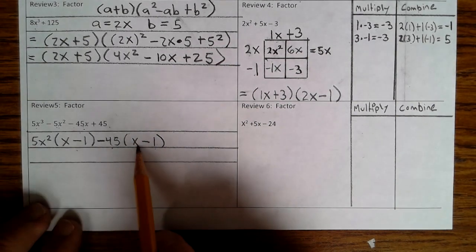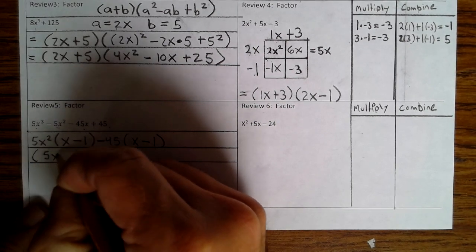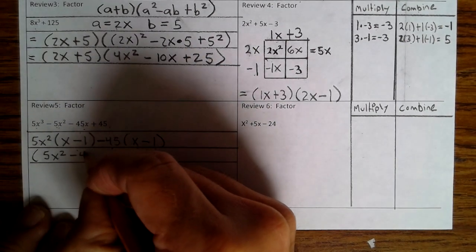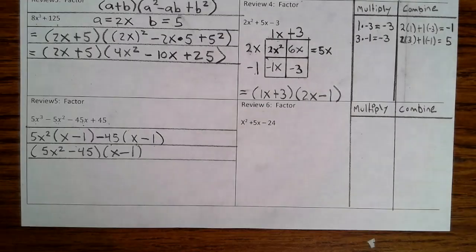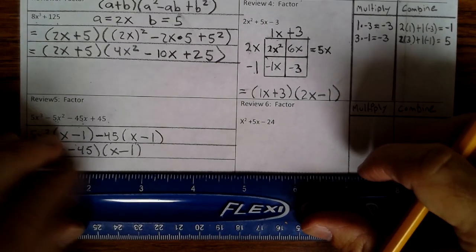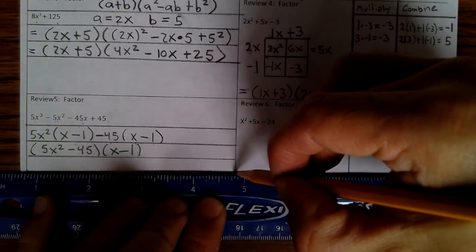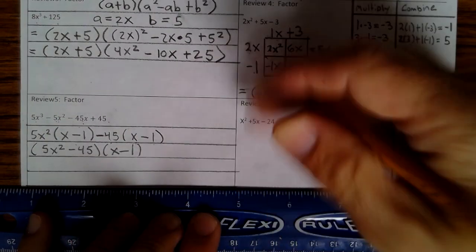Now, if these are the same, then you can factor by grouping. So then we group them together, 5x squared minus 45 times x minus 1. Okay, so it appears we're going to need a few more lines for work. So let's go ahead and add that. Hopefully your lines are a little straighter than mine.